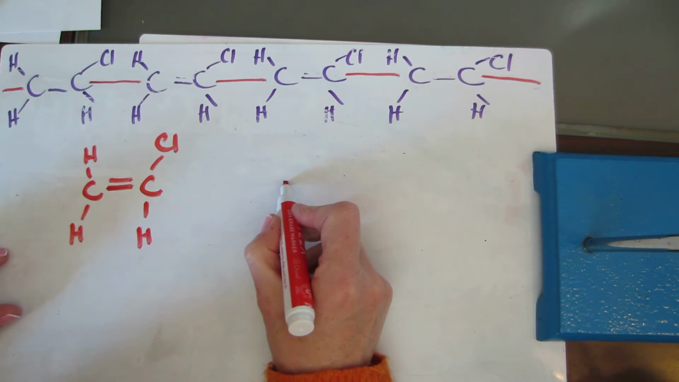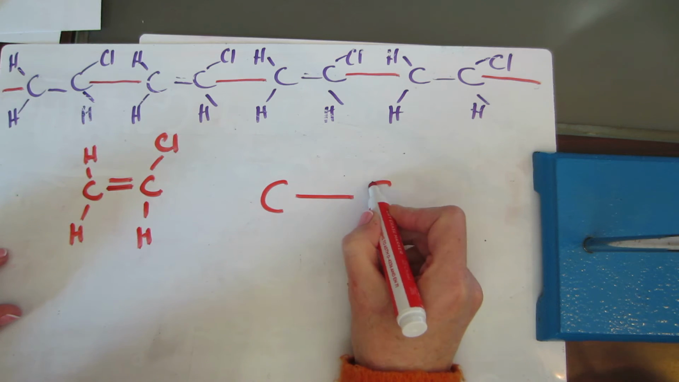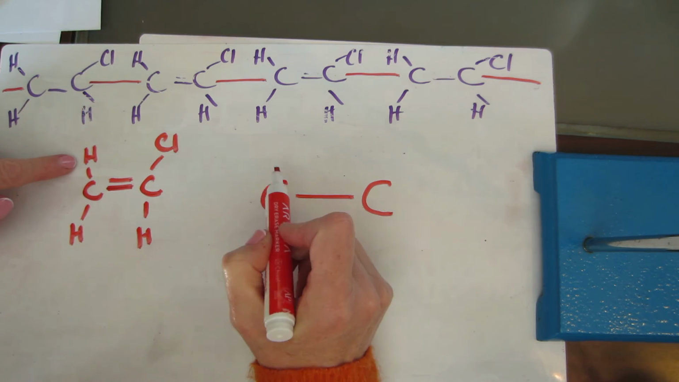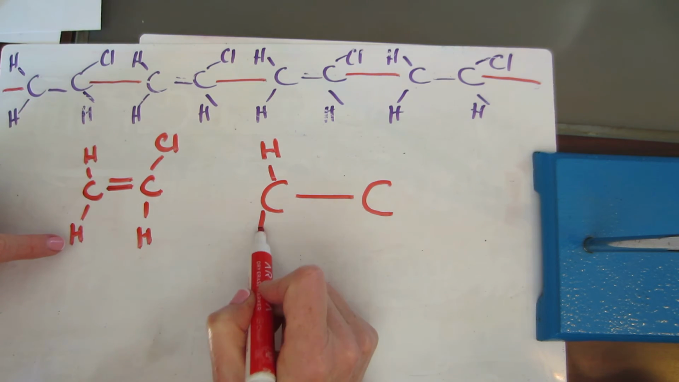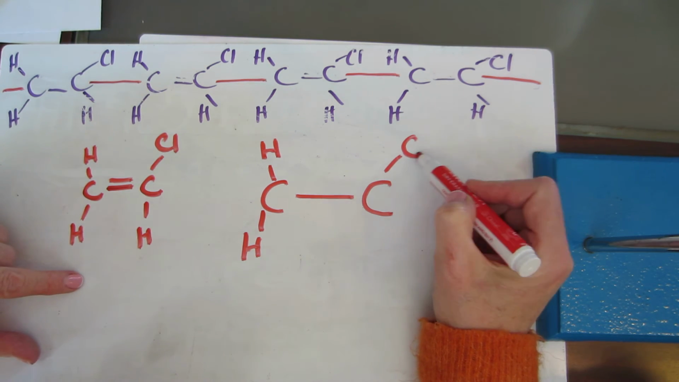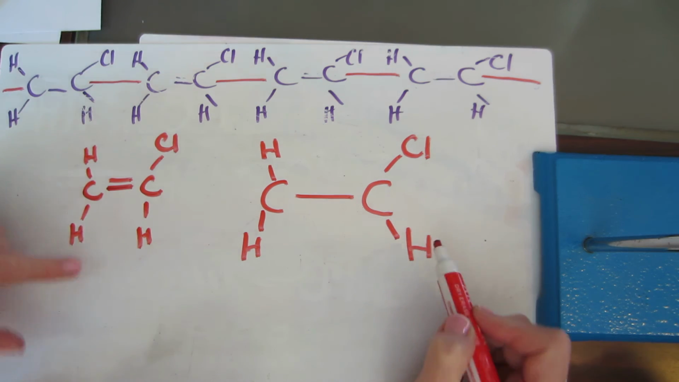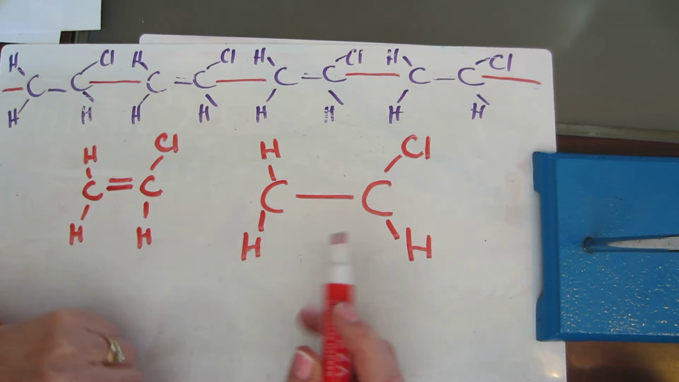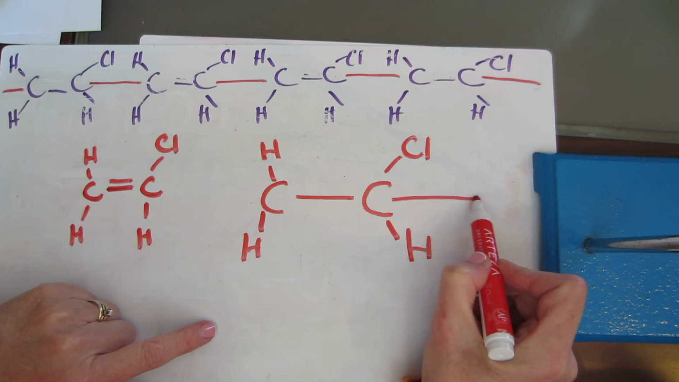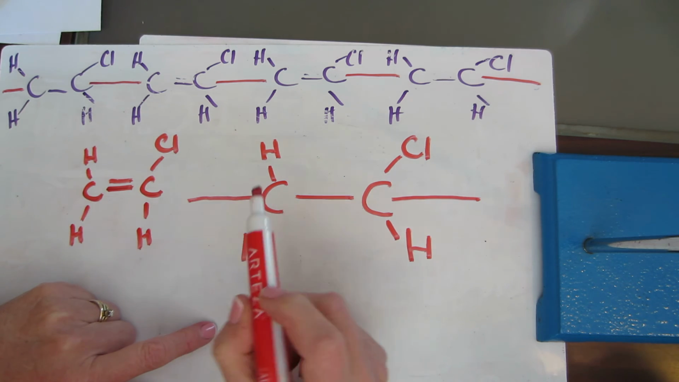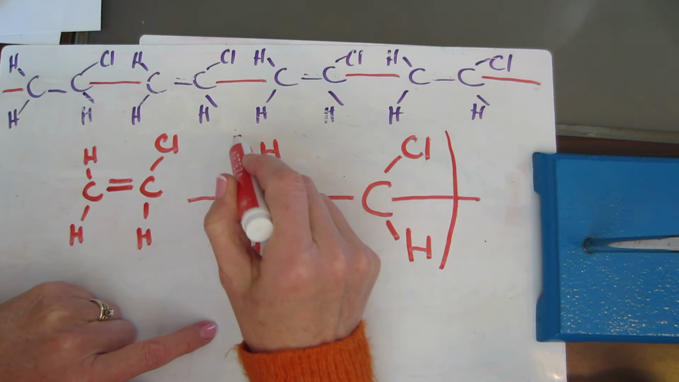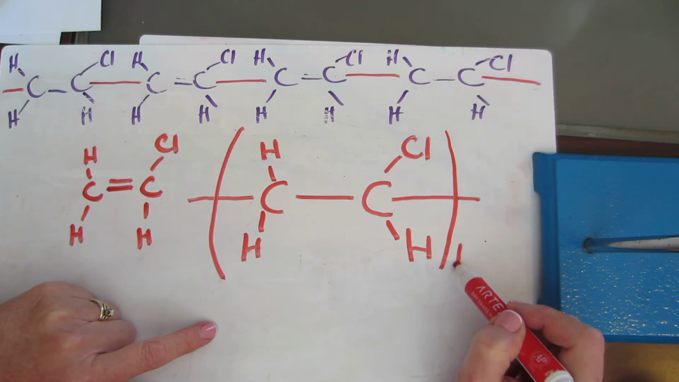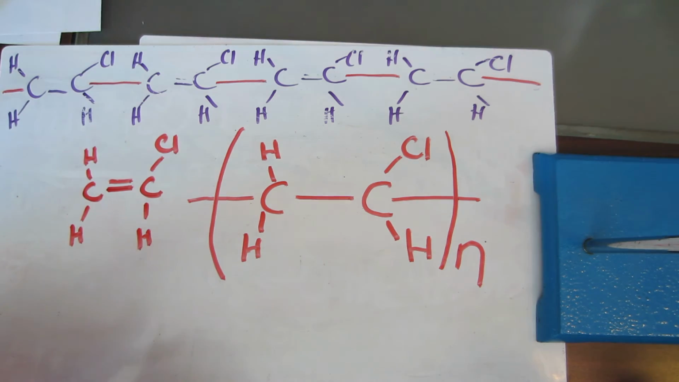How are you going to write the polymer chain repeat unit? Just copy everything down because nothing happened to these bonds. What's the only thing that happens? The double bond breaks open, so now they can bond on to other alkene monomers. So here is my repeat unit.